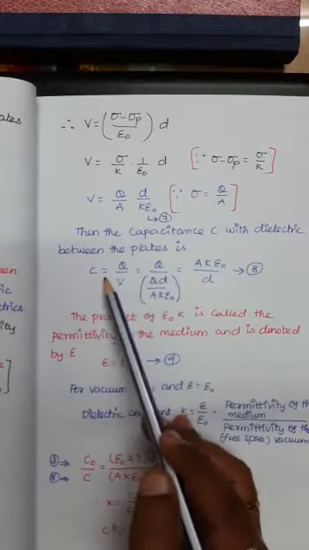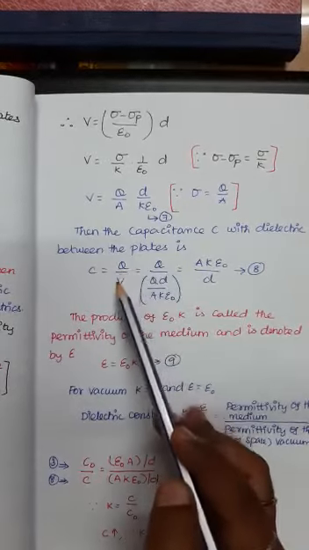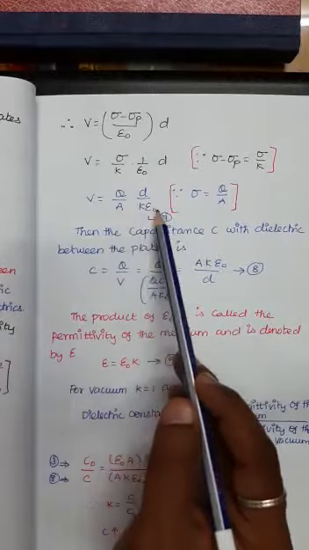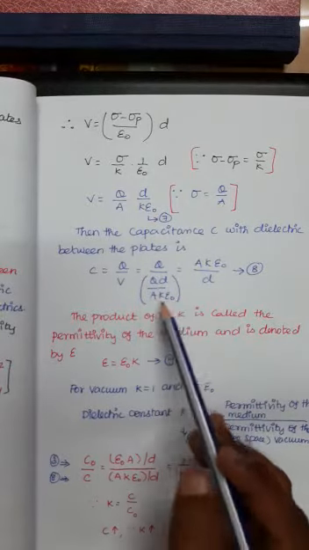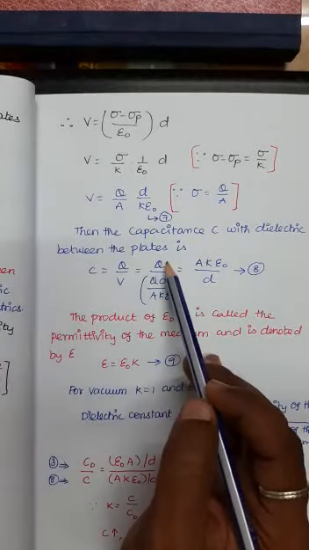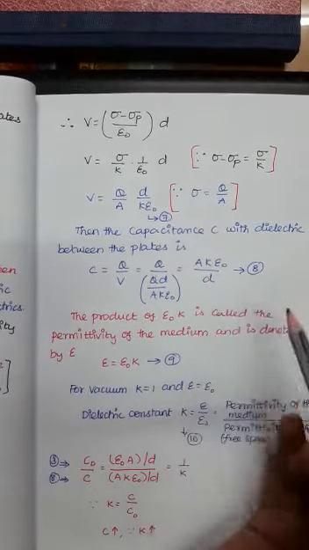Then the capacitance of the capacitor C, with the dielectric between the plates, I can write as C is equal to q by V, as per the definition. What is the V value we have found here? V is QD divided by A into K epsilon naught. So this Q and Q will be cancelled. The denominator of the denominator goes to the numerator, so we can write C as A K epsilon naught divided by D.